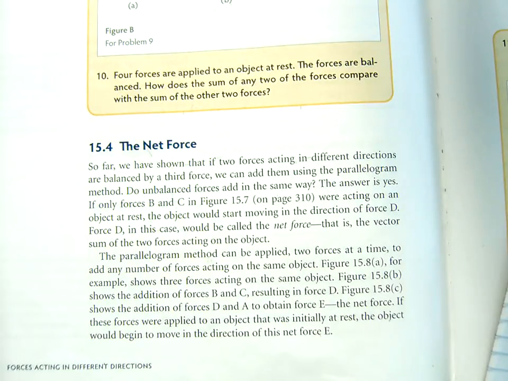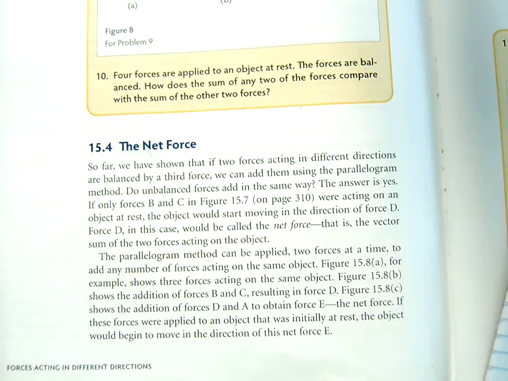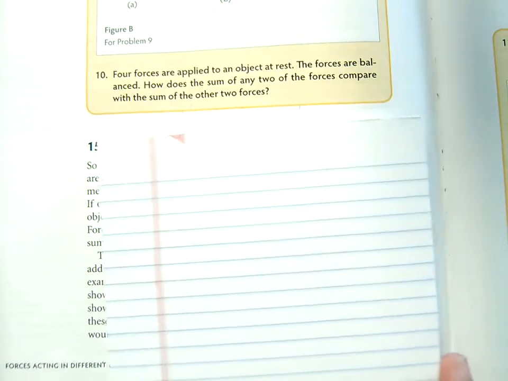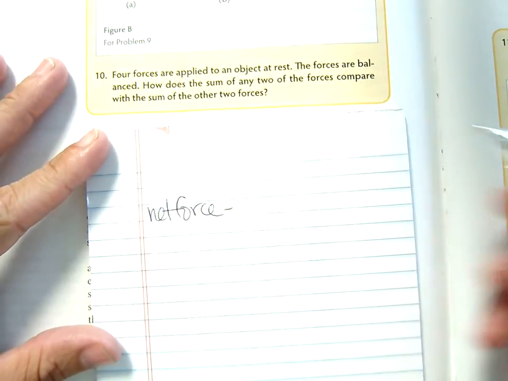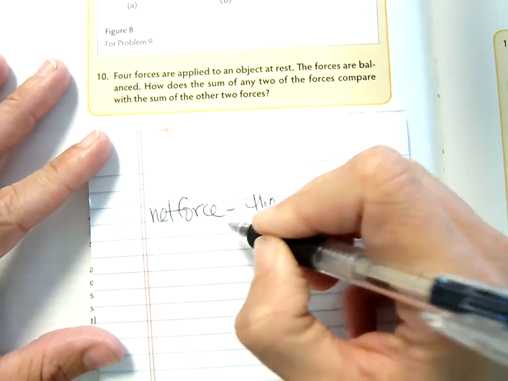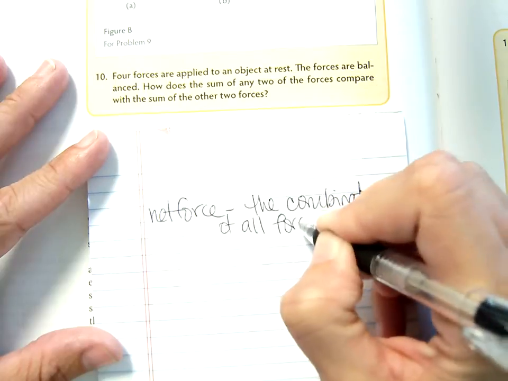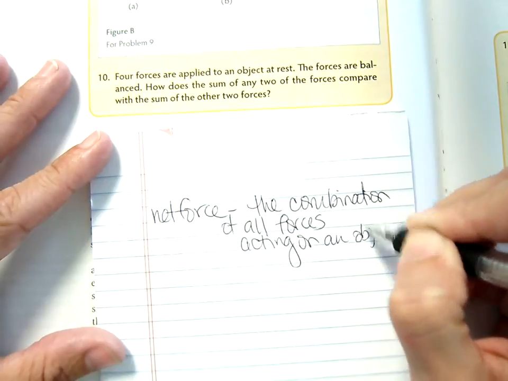So it's not just forces that are balanced that we can apply the parallelogram method to. The parallelogram method works with any forces acting in a plane, whether they are balanced or not. When we get down here to the word net force in italics, it doesn't really do a good job of giving you the definition. So let me give you my definition of net force. Net force is basically the combination of all forces acting on an object.